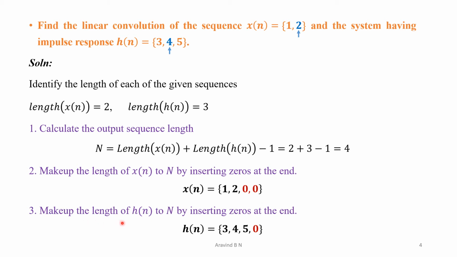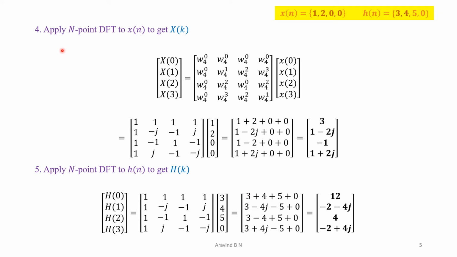Next step, make up the length of h of n to N by inserting zeros at the end. Now h of n is having three values given. We have to insert one zero so that the sequence length of h of n becomes equal to 4. And that has been done over here. Now in the next step, apply N point DFT to x of n to get x of k. So in the input we are having 4 values, therefore we can make use of the matrix method of DFT to calculate x of k, and that has been done over here.